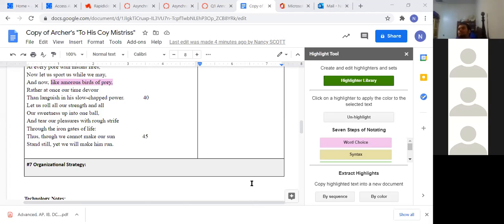Because where a baby's born, that idea, gates of life. But why the word iron? Because he can't convince her. Oh, in a way, that's interesting. You could probably write about that.